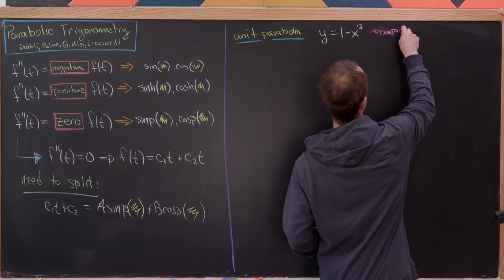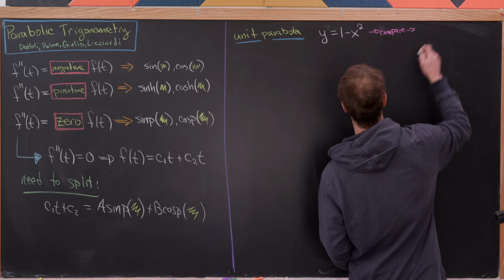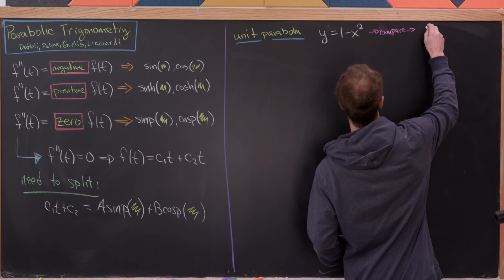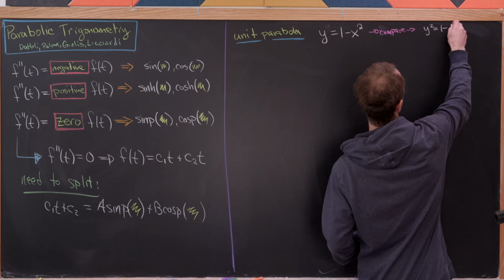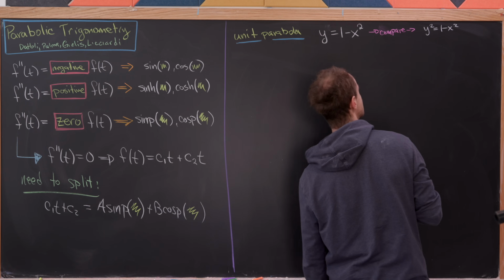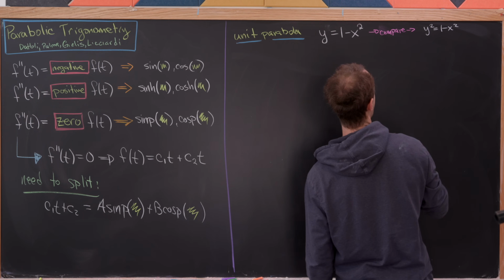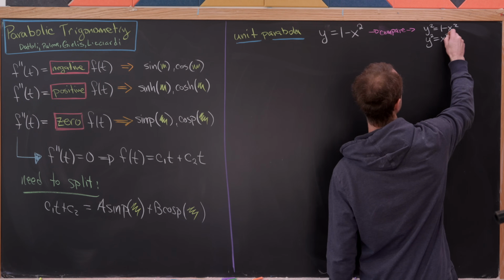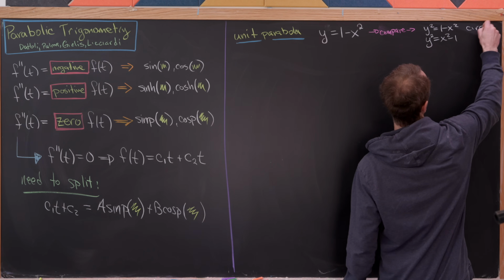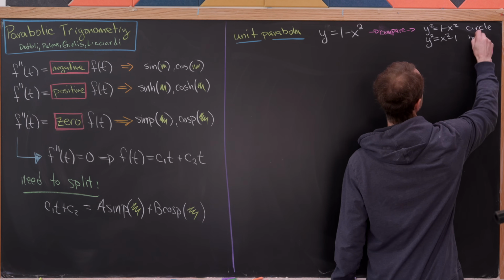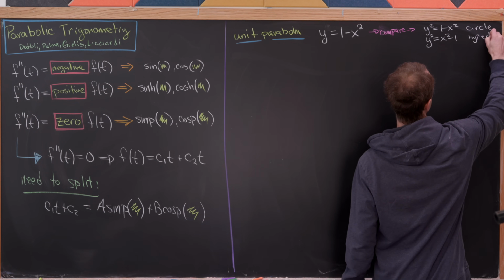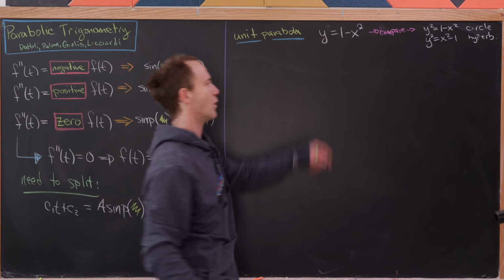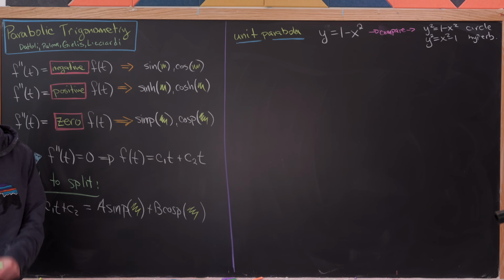Let's compare this with the unit circle, which is y squared equals 1 minus x squared, and the unit hyperbola, which is y squared equals x squared minus 1. Notice they're kind of similar, but here we've got a y instead of a y squared, and that's necessary because we want a parabola instead of a hyperbola.